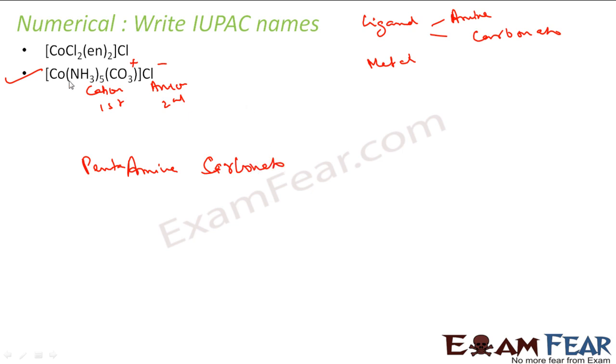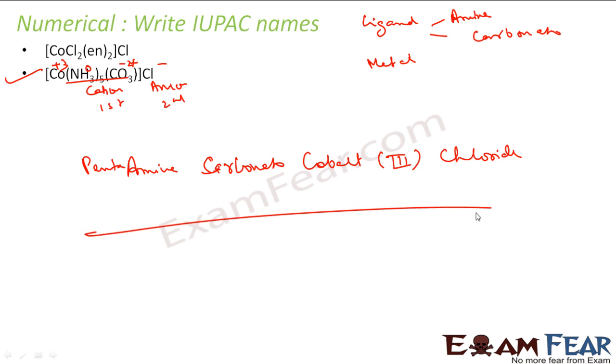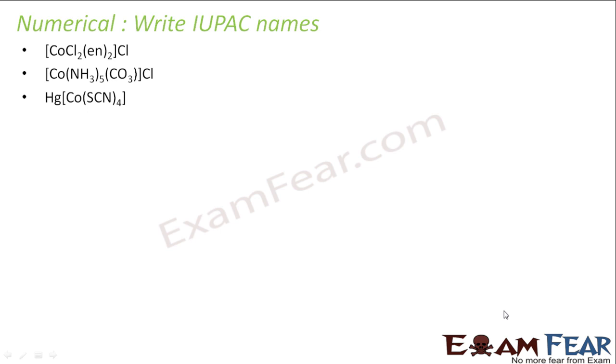Done with my ligands, then cobalt. The oxidation state of cobalt, if you find, this is 0, this is -2, this is -1, so it will be +3. You can actually find that. Cobalt, and then done with my cation. The anion is chloride. So this is the name: pentaammine carbonato cobalt(III) chloride. Okay. Let's see the next one.